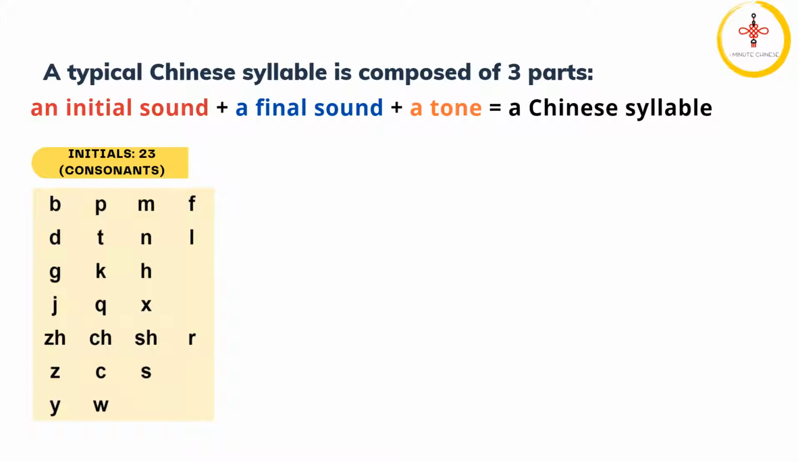A typical Chinese syllable is composed of three parts: an initial sound, a final sound, and a tone. What's the initial sound? It's the consonant. There are 23 Chinese consonants in the Hanyu Pinyin system. Make sure you watch our previous videos so you will have a better understanding of the Chinese syllable.